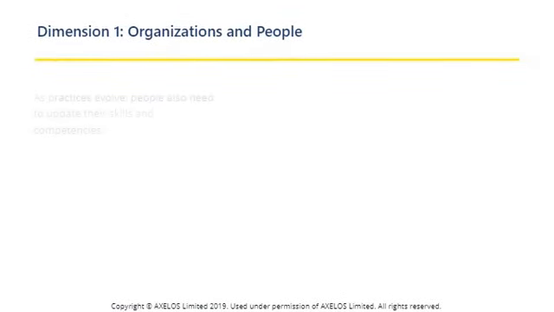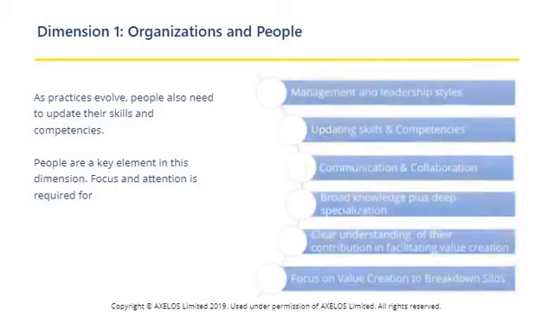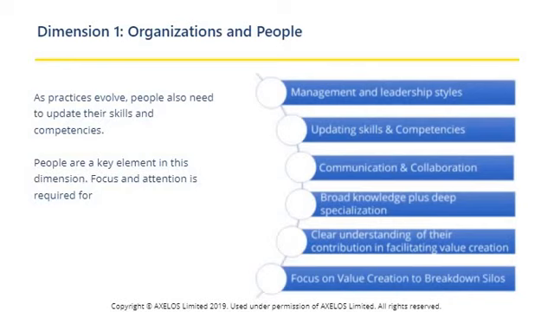As practices evolve, people also need to update their skills and competencies. People are a key element in this dimension. Focus and attention is required for management and leadership styles, updating skills and competencies, communication and collaboration, broad knowledge plus deep specialization, clear understanding of the contribution in facilitating value creation, and focus on value creation to break down silos.